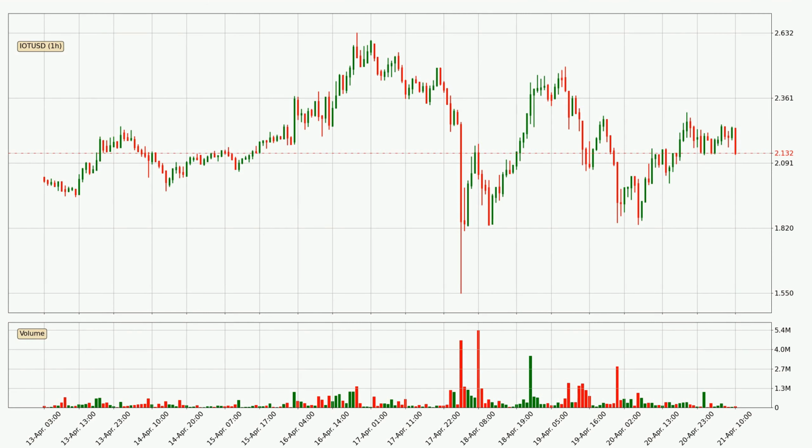Looking at the IOTA hourly time frame, the price went up by around 6.4%, but then came quickly down again in the last 24 hours, with a current price of 2.13.